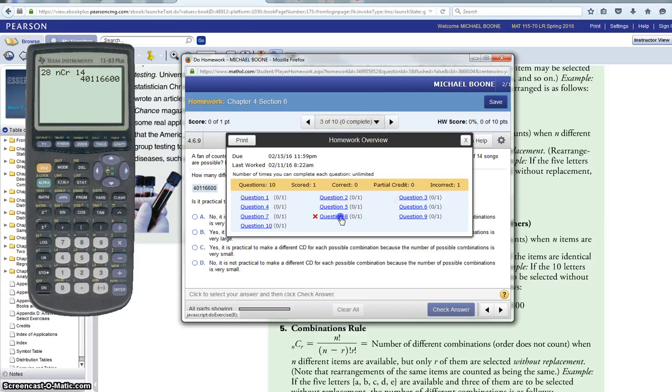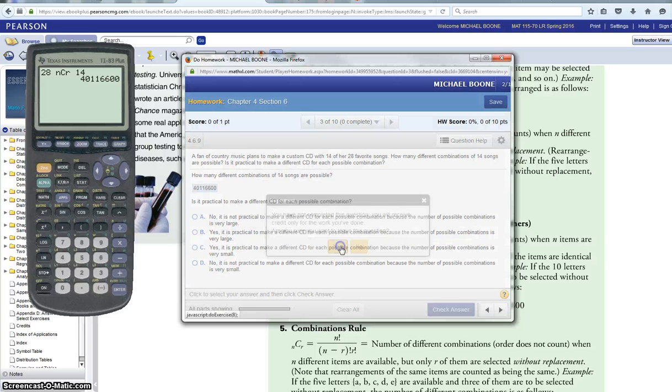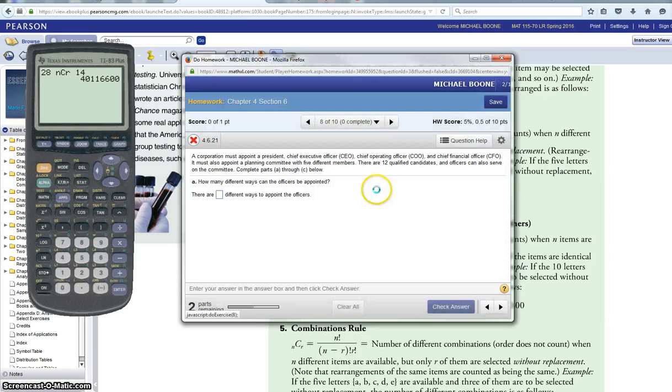Another one to look at is number 8. A corporation must appoint a president, a chief executive officer, chief operating officer, and chief financial officer. So those are 4 different positions. It also must appoint a planning committee of 5 different people. There are 12 qualified candidates, and officers can also serve on the committee. How many different ways can we pick the officers?